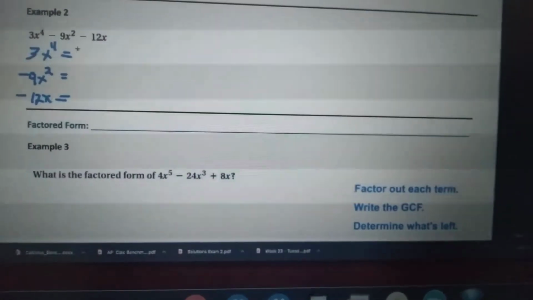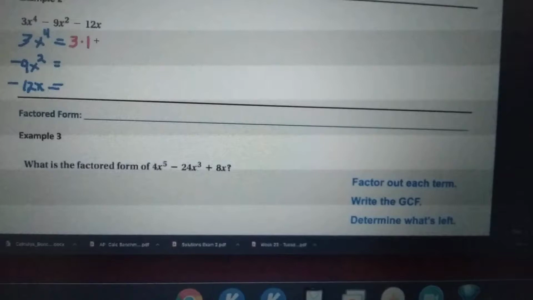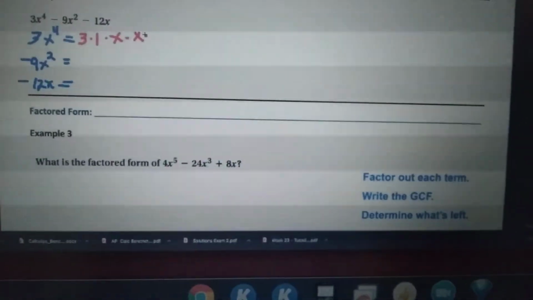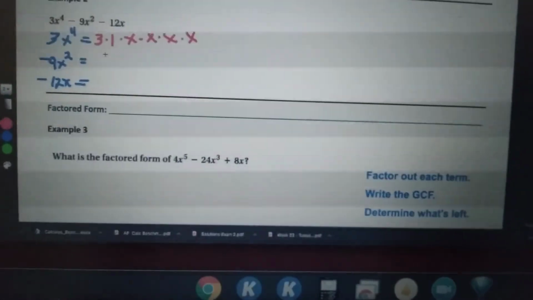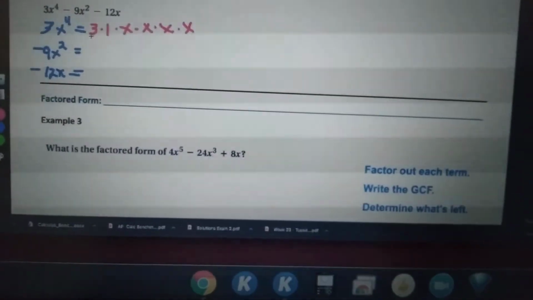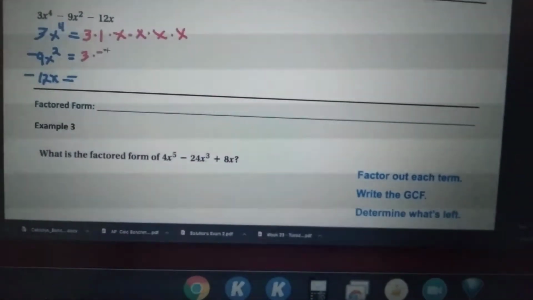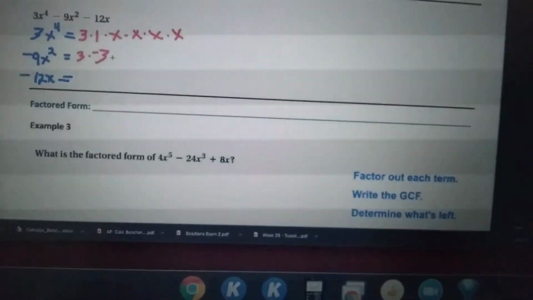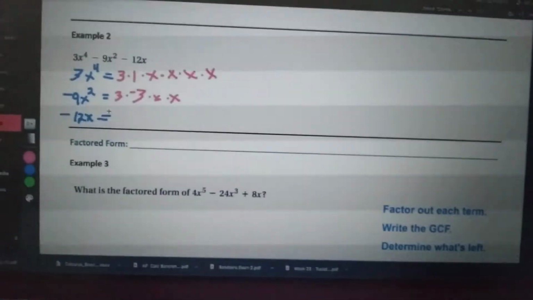3 times 1 gives you 3. And then x to the 4th means times x 4 times: 1, 2, 3, and then 4. There's x to the 4th. Negative 9: 3 times negative 3 gives me negative 9. And then I've got x squared. So that would be x times x. Everybody understand so far?